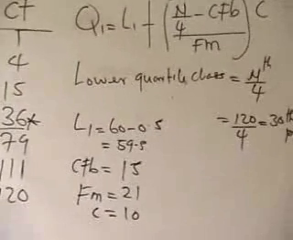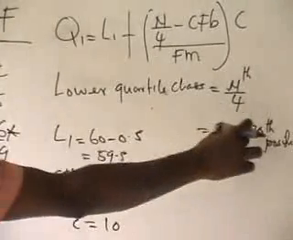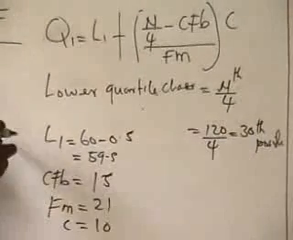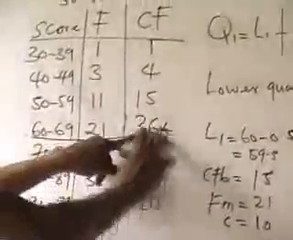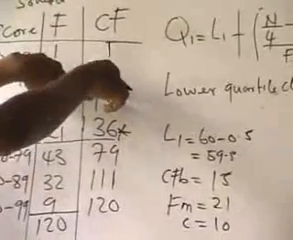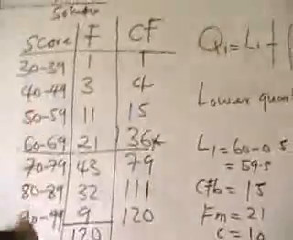If it's not clear, rewind the DVD and get the understanding. From here, the first thing you have to do is to get the position. Then come here, the first number to be up to 30, that is the class. So subtract 0.5 to get your L1. Then your CFB means cumulative frequency before that class. FM is the frequency of that class. Class interval is the corresponding difference.